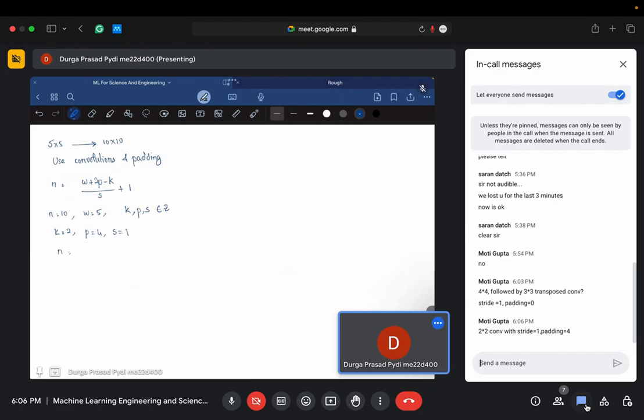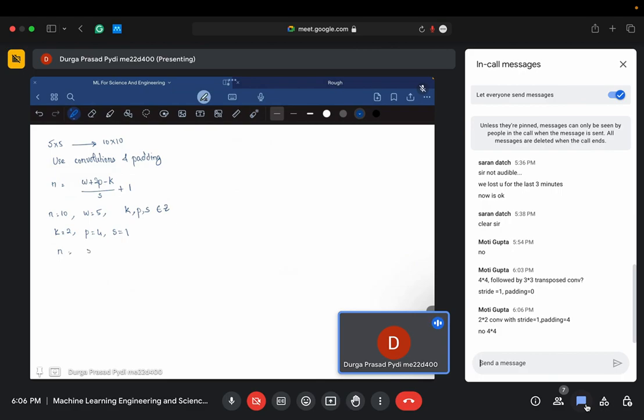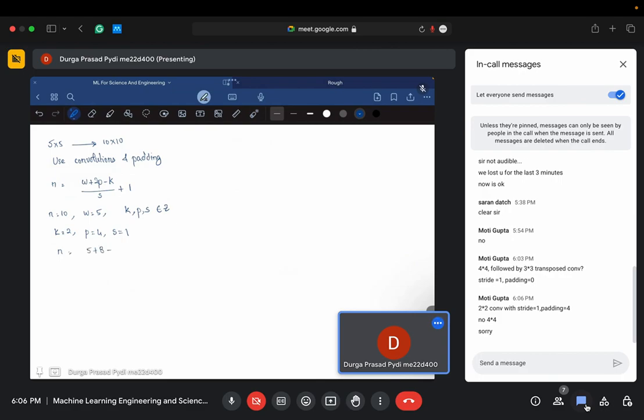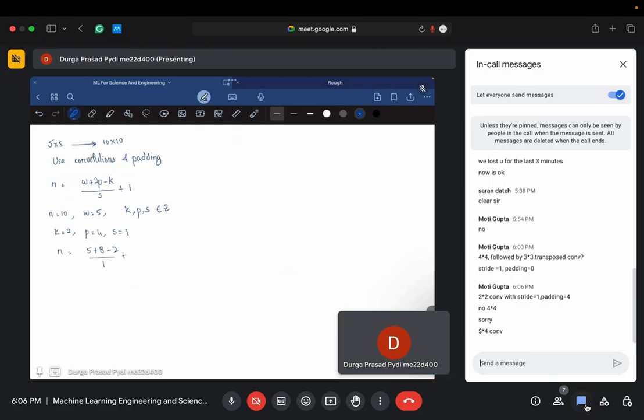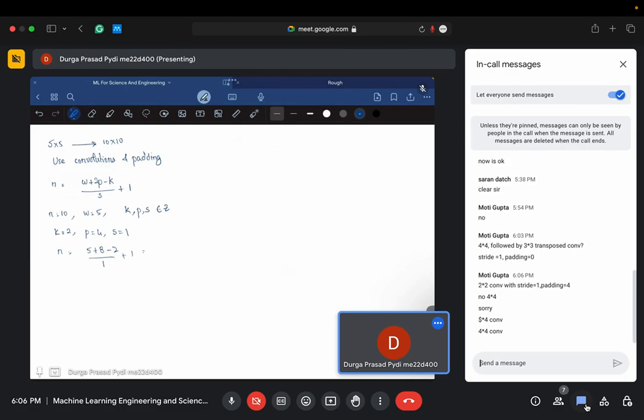So let's say n equal to W, which is 5, plus 2 times 4, which is 8, minus 2, divided by stride 1, plus 1. What is the size you are getting here? Sorry, 12, no? 14. 13 minus 2 plus 1, right? 11 plus 1, 12.